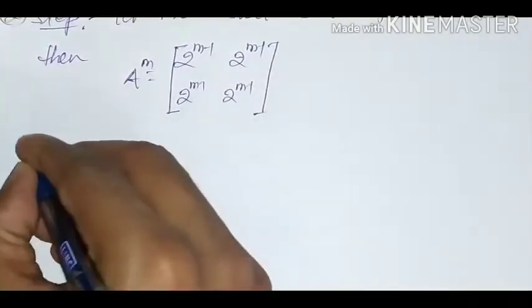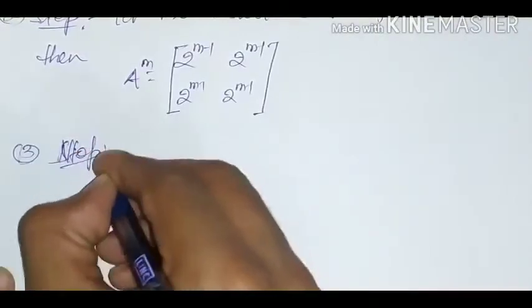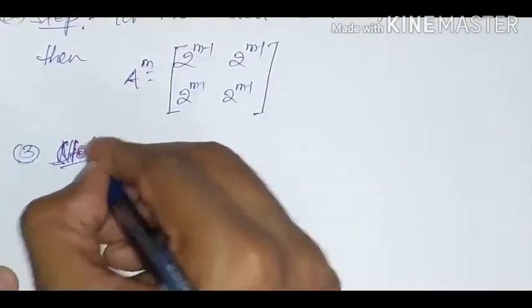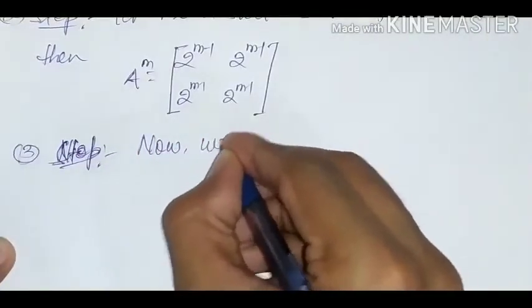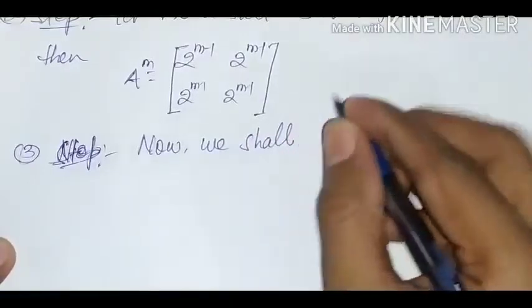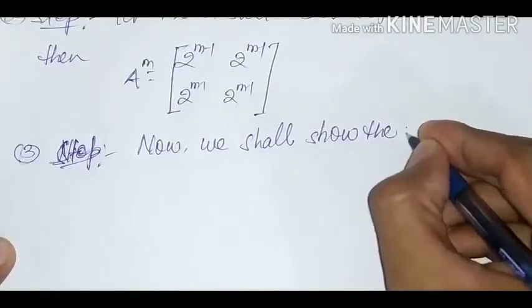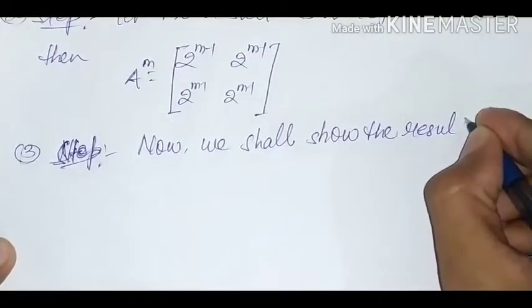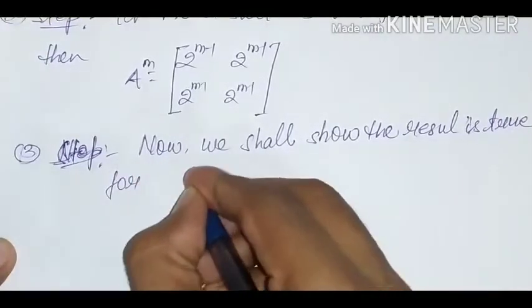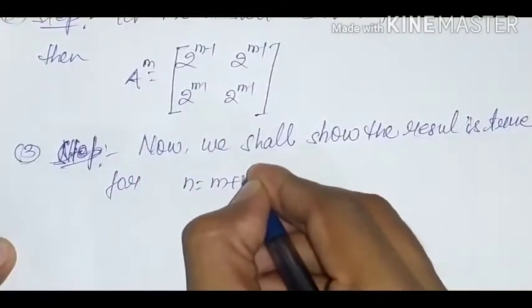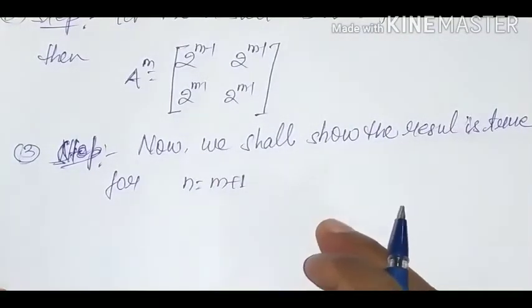Third step: now we shall show the result is true for n equals m plus 1. This is the third step of the principle of induction method.